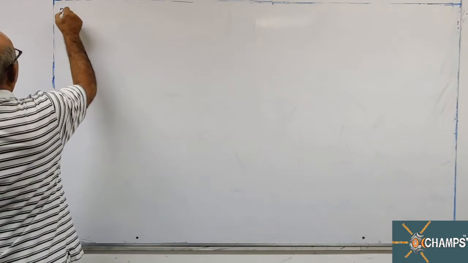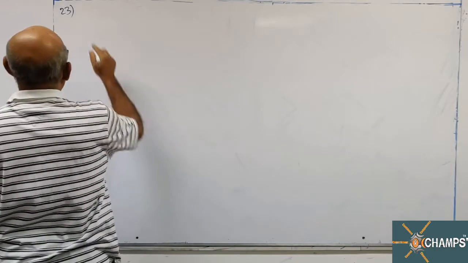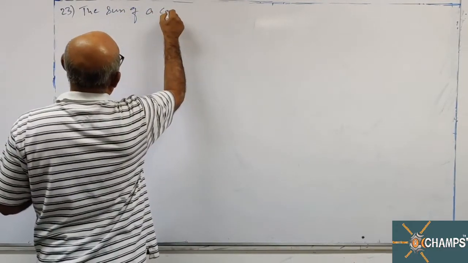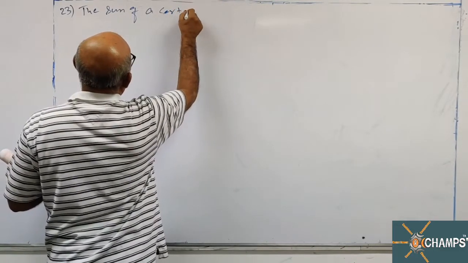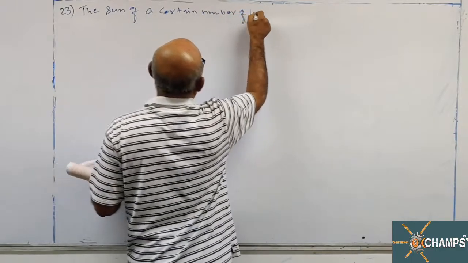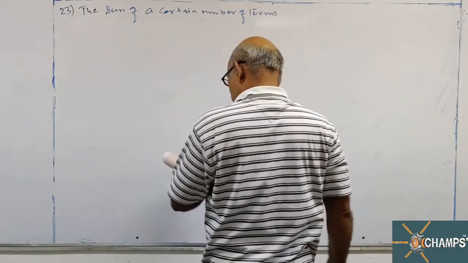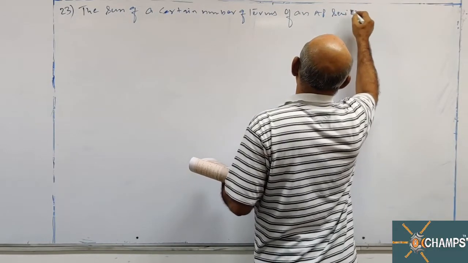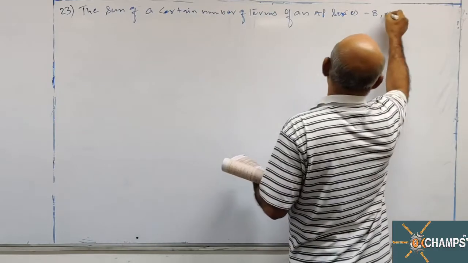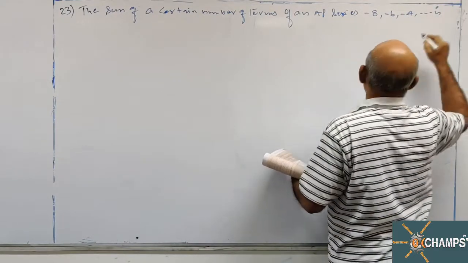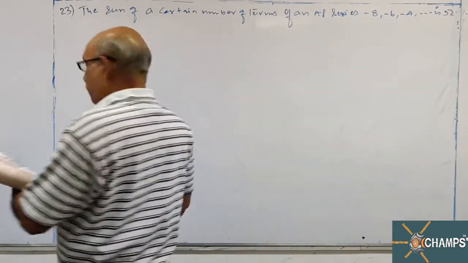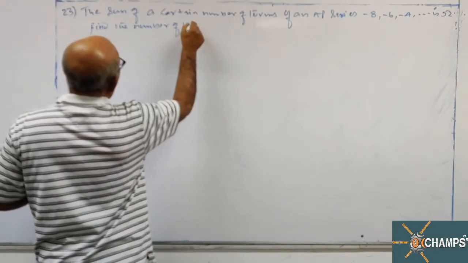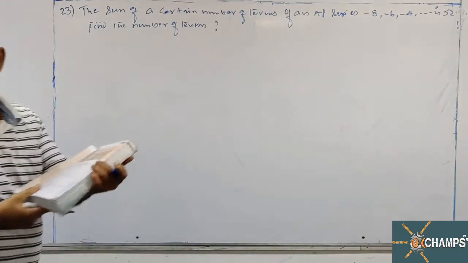Question number 23. The sum of a certain number of terms of an AP series minus 8, minus 6, minus 4, etc. is 52. Find the number of terms.